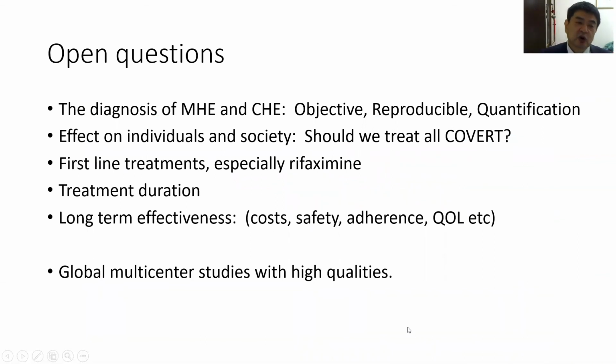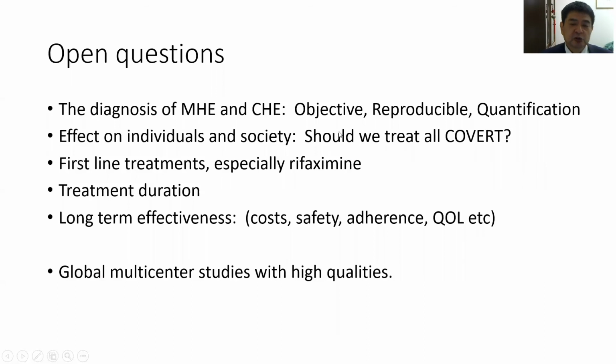However, there are still some open questions. The diagnosis of minimal hepatic encephalopathy and covert hepatic encephalopathy. We need a very objective, reproducible, and quantified method, so maybe a computer software or application could be helpful. And also, we need to demonstrate the treatment effect on individuals and society.